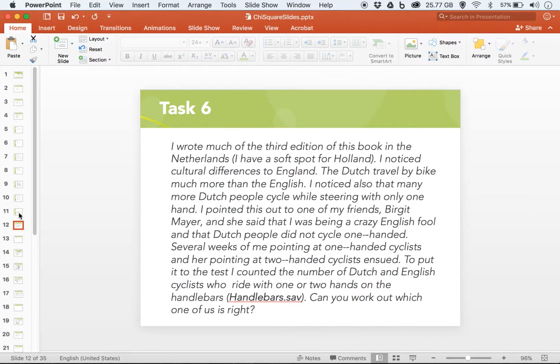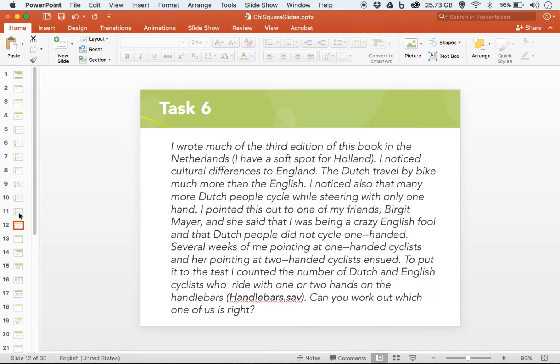I pointed this out to one of my friends, Bridget Mayer, and she said that I was being crazy and that the Dutch people did not cycle one-handed. Well, several weeks of me pointing out one-handed cyclists and her pointing at two-handed cyclists ensued. To put it to the test, he actually counted the number of Dutch and English cyclists who rode with one or two hands on the handlebars, and so we're going to figure out whether Bridget or Andy is correct.